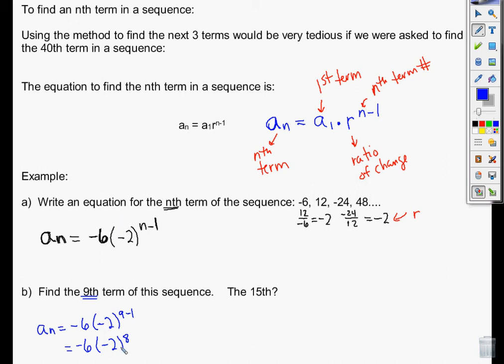Now, because it's an even exponent, I know it's going to be a positive number. I don't really have to do the negative in there. I just have to do 2 to the 8th. If it was an odd exponent, then I know it's going to be negative. So if it was like, say, -2 to the 9th, I would just do 2 to the 9th, but make it negative. Does that make sense? Okay. Anyway, 2 to the 8th is 256 times -6 gives me -1536. So if we kept going down the list, this would be the 9th term.